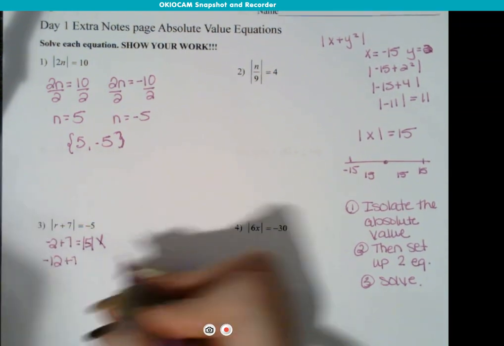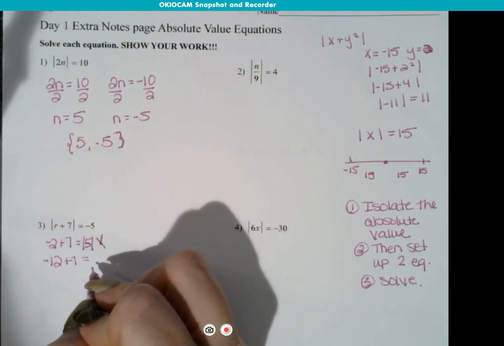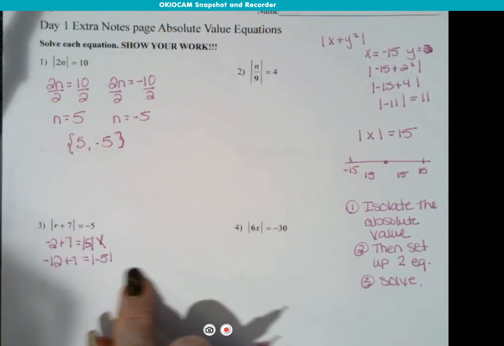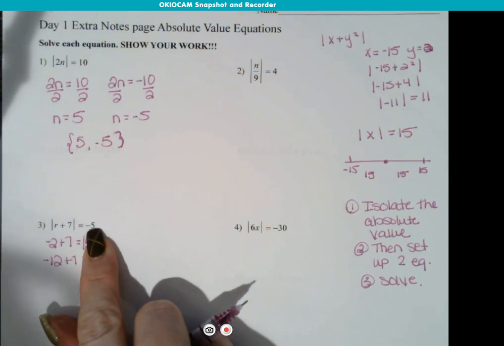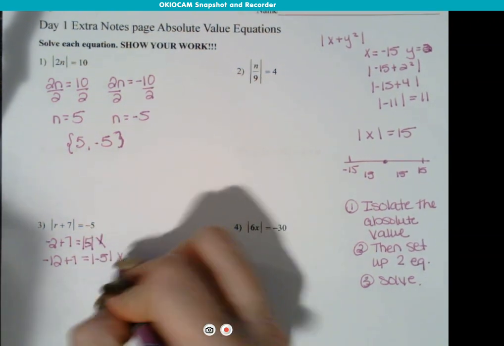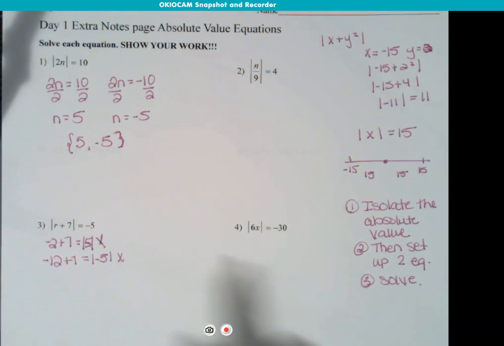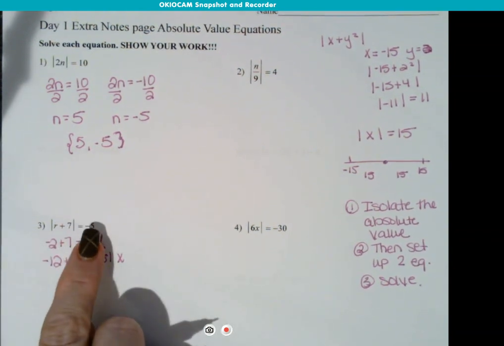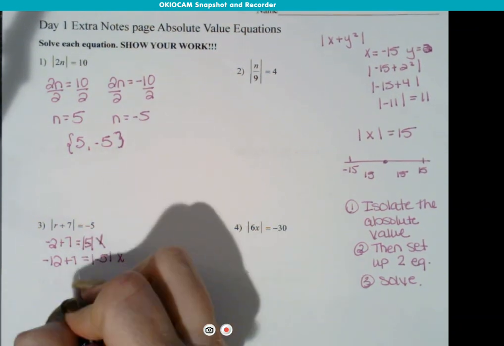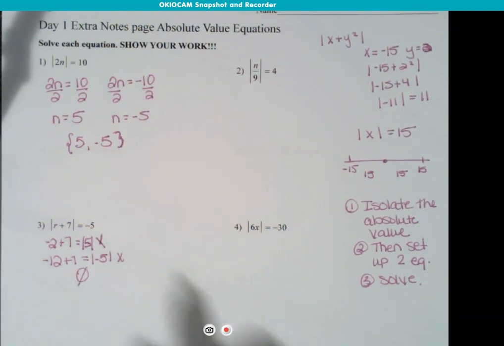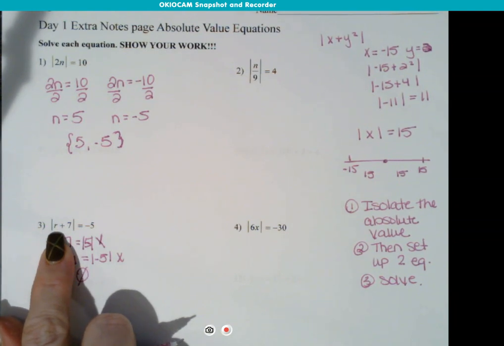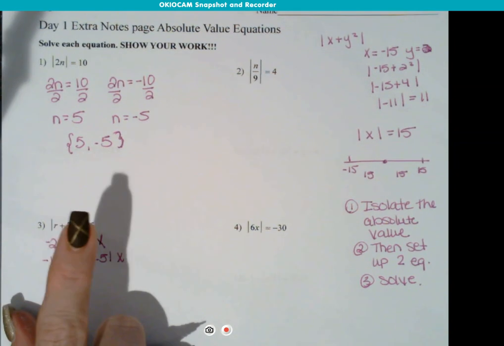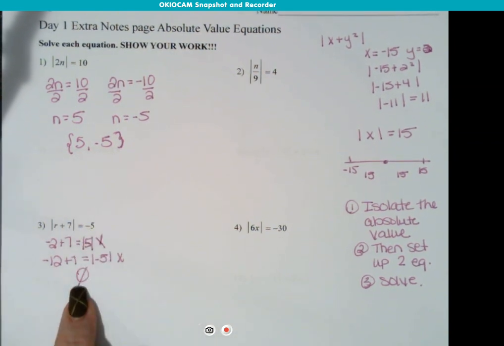Okay, so let's try this. Negative 12 plus 7 is negative 5. What is the absolute value of negative 5? It's positive 5. That won't work. So what this tells me is there's not a number that I can put in here that will make this negative. It won't happen. So this answer is no solution. You can't make that decision until you've isolated the absolute value. If you've isolated it and this is still negative, then it's no solution.